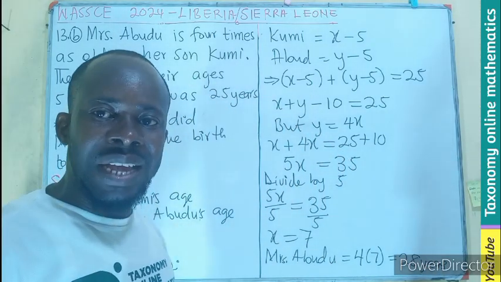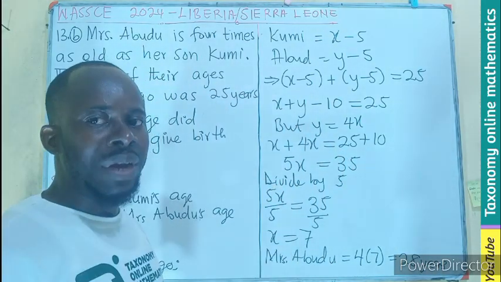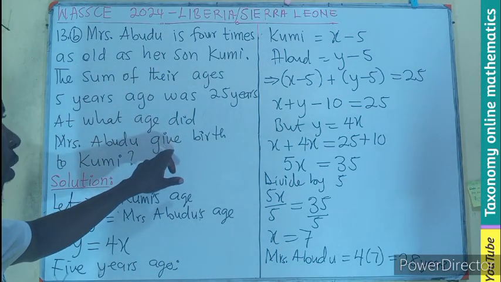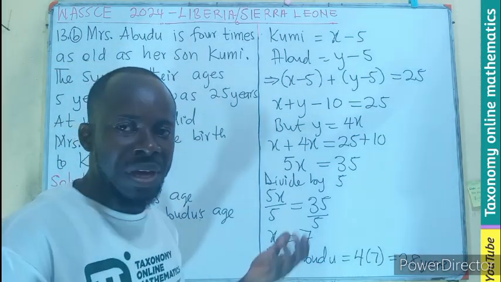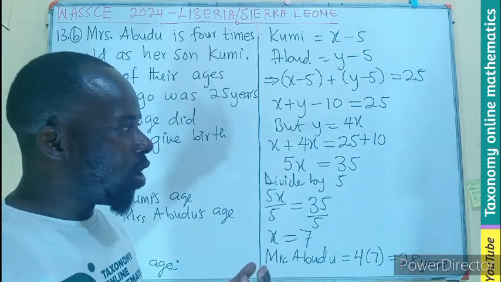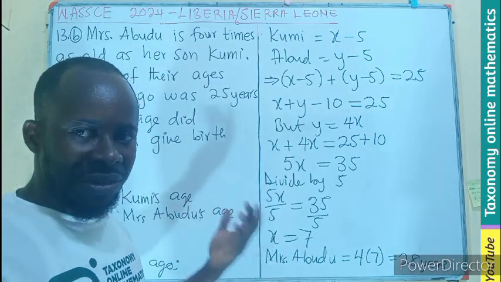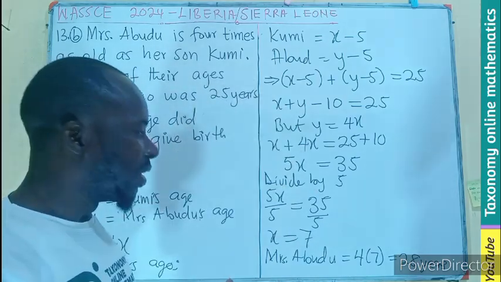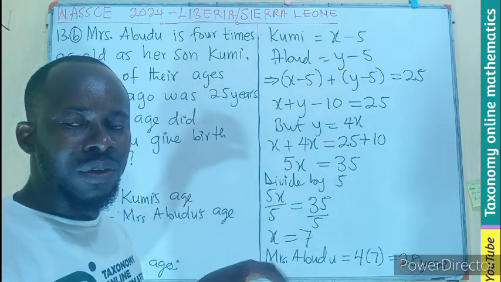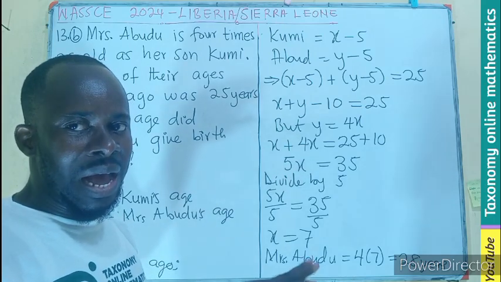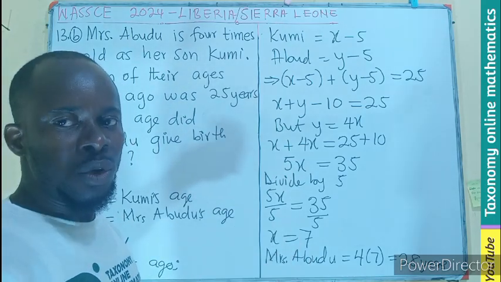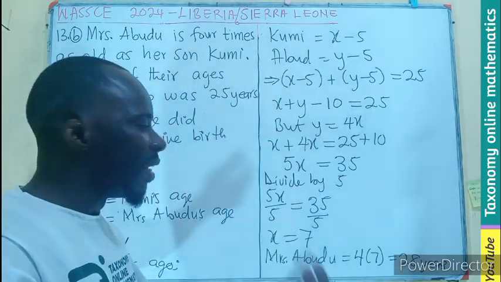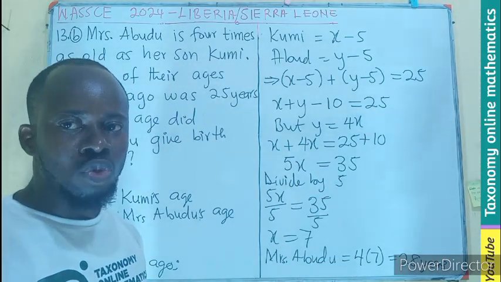So this 28 is the current age of Mrs. Abudu. But are we looking for that? We are looking for the age she was before giving birth to Kumi. Kumi is going to be 0 when Mrs. Abudu is at that age we are looking for. So I have to subtract the 7 years from the 28 to know that Mrs. Abudu was 21 years when she gave birth to Kumi. Then after 7 years, she will become 28.